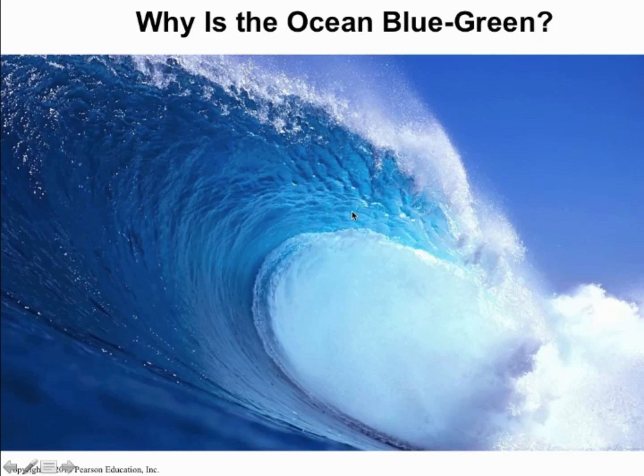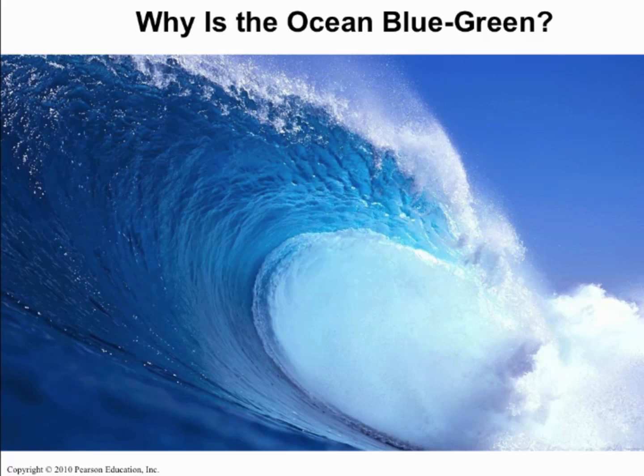Another question is, why is the ocean blue-green? If you just have a glass of water or even a glass of salt water, you're not going to see any blue color. It's just going to be transparent. But if you dive down a few feet, whether it's a pool or the ocean or a lake, you're going to see that the water gets progressively bluer. In fact, it's kind of a blue-green.